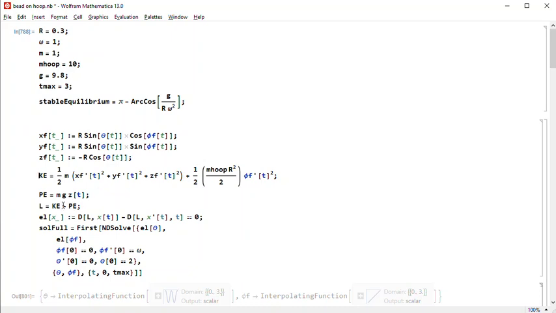And then the Lagrangian, and then the Euler-Lagrange equation is the derivative of the Lagrangian with respect to any variable minus the derivative of the Lagrangian with respect to that same variable dotted with an additional time derivative, and that's set equal to 0. Then you just slap that into NDSolve, and you give initial conditions. So I'm having the initial phi angle of the hoop just be 0. That doesn't really matter. I have its initial angular speed set to omega, and then for theta I just set it at 2 radians, so it's kind of more than pi over 2.